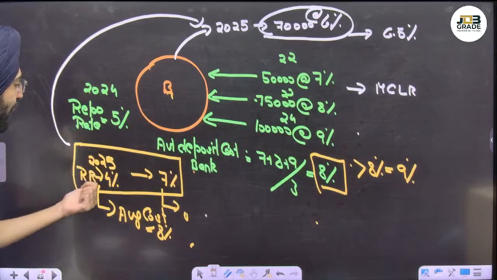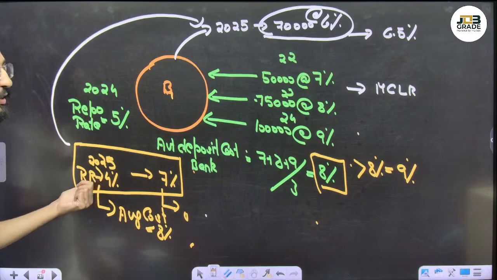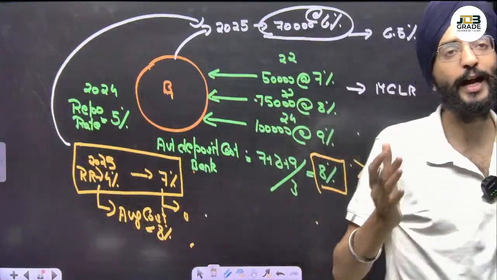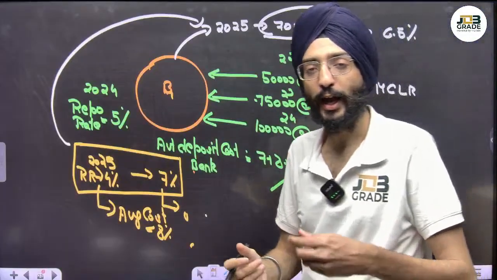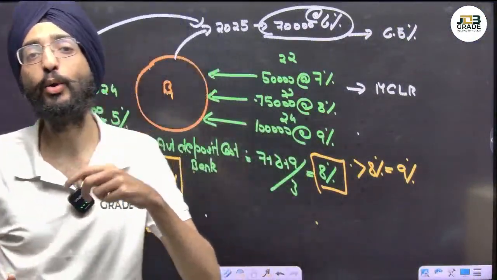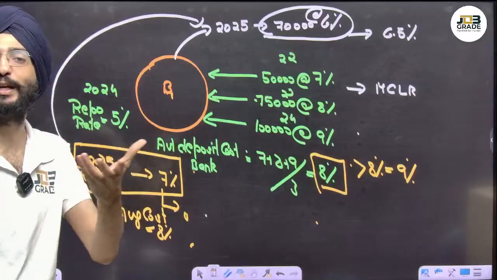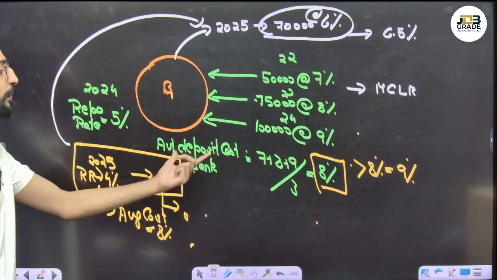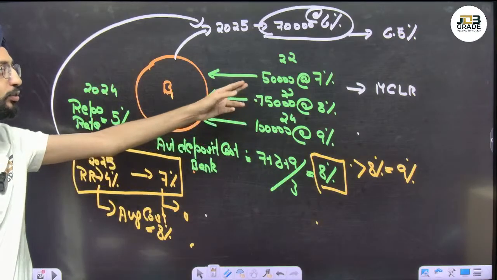Now, the repo rate has fallen to 4% in 2025. If the repo rate falls, the bank will borrow more from the RBI. It has an ample amount of liquidity and will lend more, but at a lower rate of interest, because supply has increased. But sir, this is not happening because the average cost of the bank is still 8%. It has to pay interest on this amount.